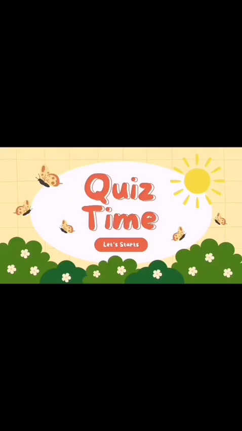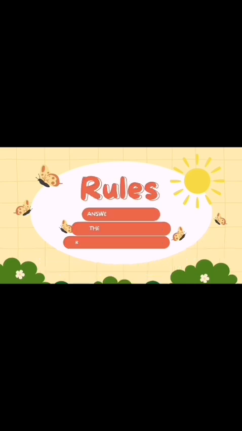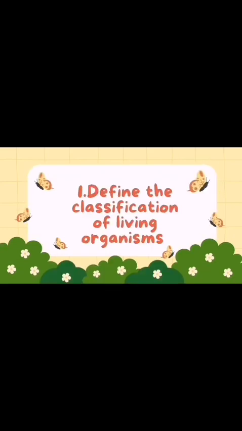So for now, we are going to do a quiz about the things we did in the lesson we had about the classification of living organisms and how they are related to each other. So these are the rules. You have to answer all the questions, and there are 5 questions, and reply in the comment section below. The first question that we have, you have to define the classification of living organisms.